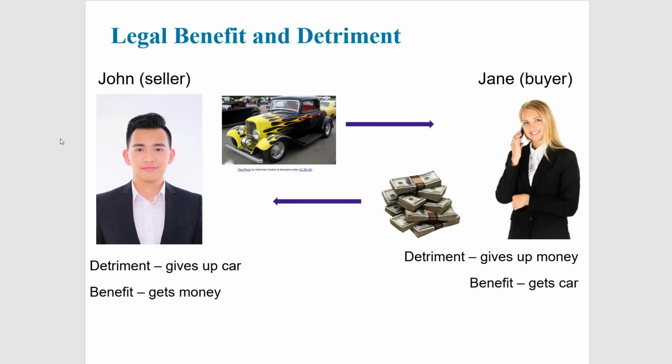So to illustrate legal benefit and detriment, we've created a scenario here where John is going to be selling his car to Jane, who's going to be buying it from John. So the detriment that John is going to suffer is that he will no longer have his car once this deal is closed. The benefit, however, is that he gets money in exchange for his car. The detriment that Jane will be suffering is that she has to part with her money, but the benefit is that she gets a car. So it's a pretty simple concept once we illustrate it.